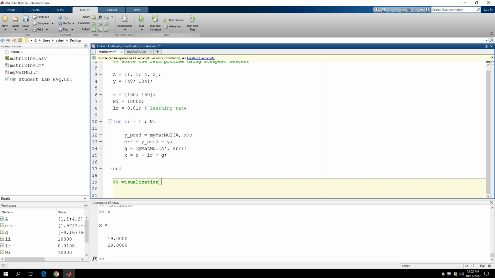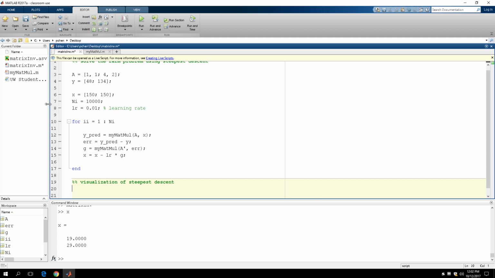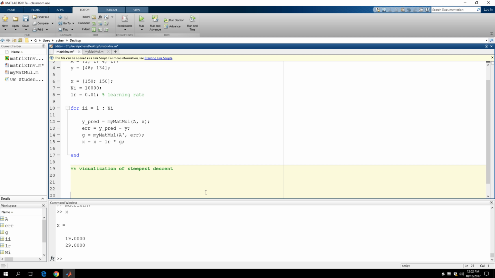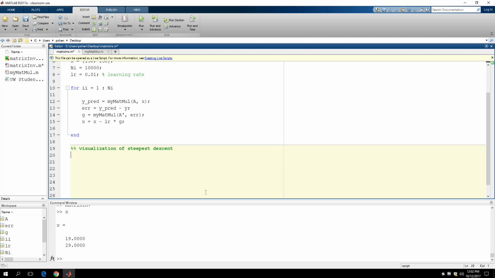Visualization of steepest descent process. And here it's our chance to actually look at some more sophisticated MATLAB plotting functions. We looked at some of the basic functions like plot, right? But this time we're going to look at how we actually visualize two-dimensional things, two-dimensional graphs. How can we actually do that, right?